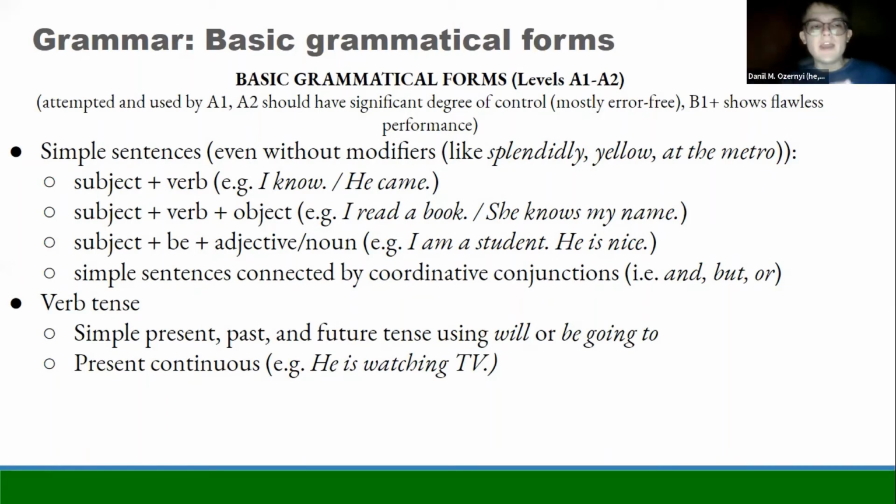Okay, so here we have simple sentences, even without modifiers. So I know he came, not I know I met a guy at the metro. That's different. I met the guy, that's it, without anything else attached to it. So a very bare bones structure, right? But still a correct one.